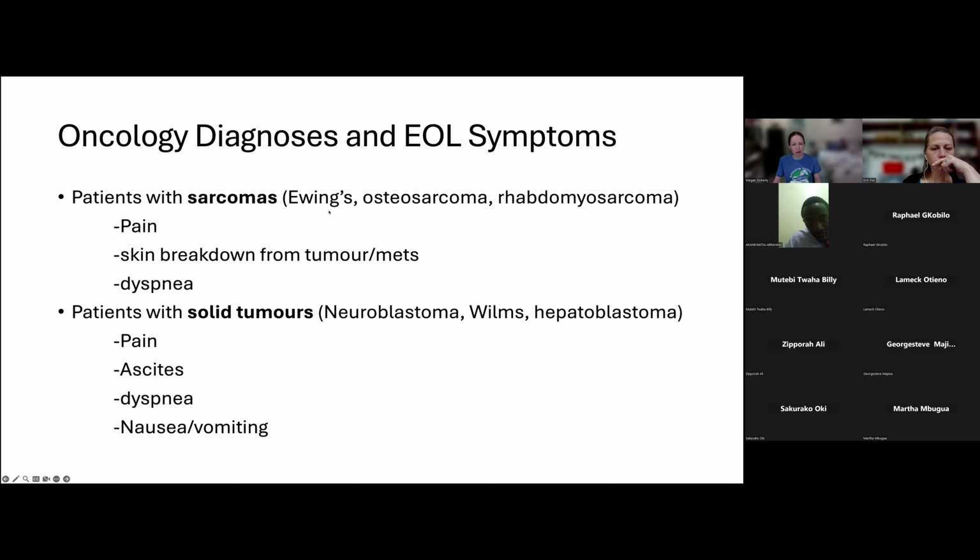And then with sarcomas and solid tumors, many times we see pain because this is a big tumor that's growing and growing and causing more pain.